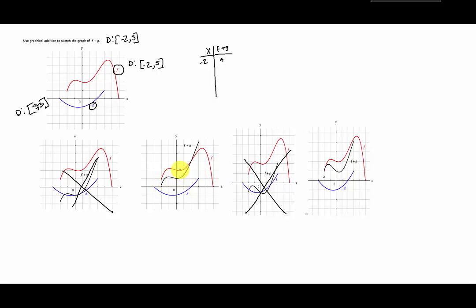Let's also notice that when x is 0, f appears to be somewhere around 2, and g appears to be somewhere around -1. So if we were to add them together, f plus g, we'd wind up with something close to 1, which is something that we have here in this graph. So this selection then is the one that we will choose as our f plus g graph.